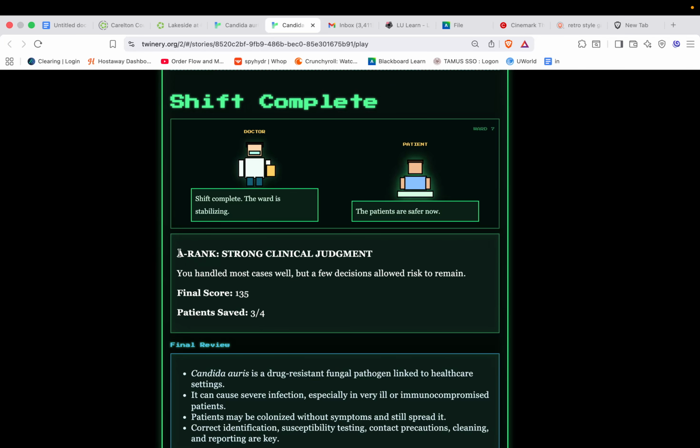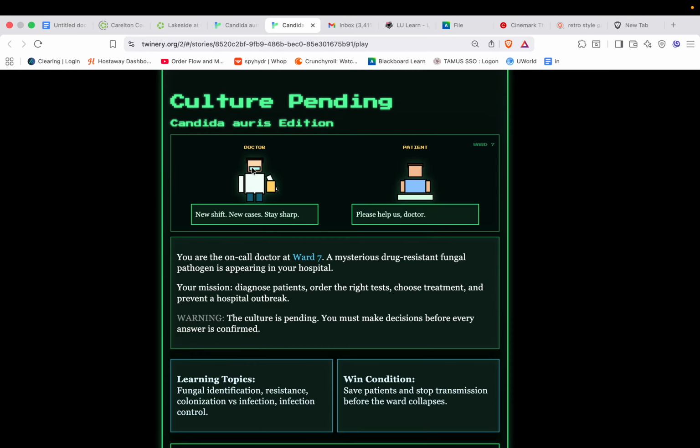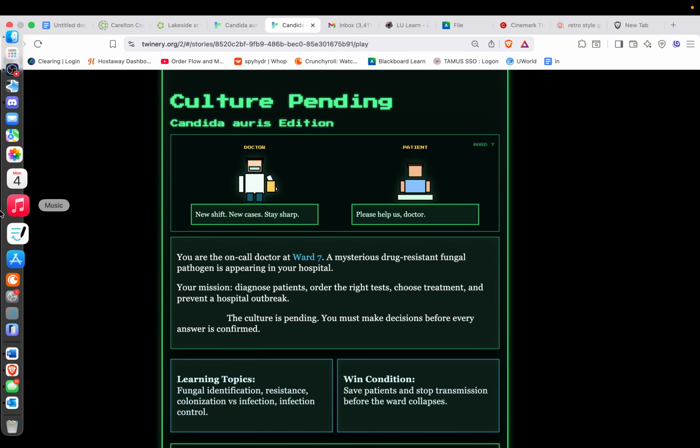And then here we get a rank. A rank: strong clinical judgment. You handle most cases well, but a few decisions allowed risk to remain. Then the final score, and the patients we saved. Okay, and then play again goes back.